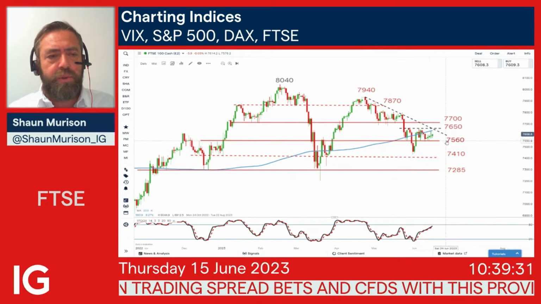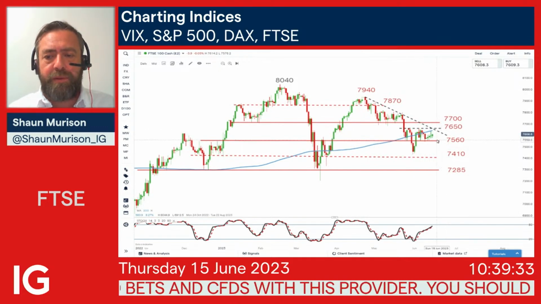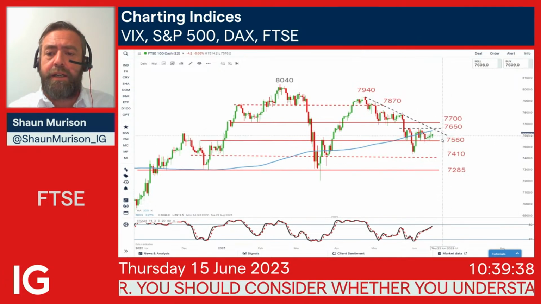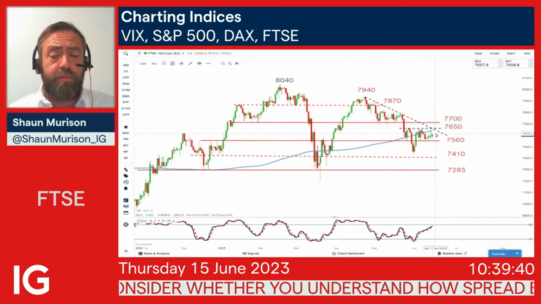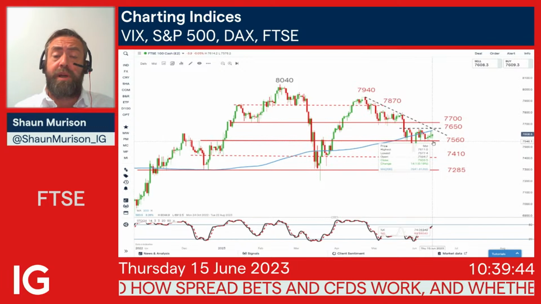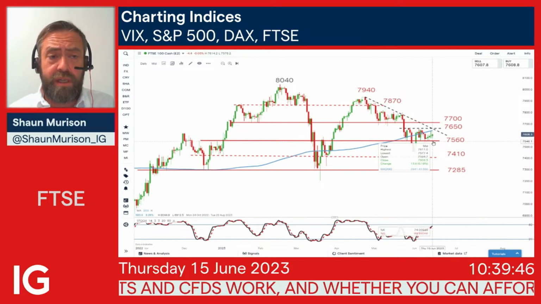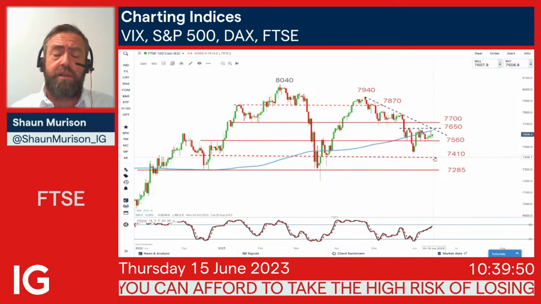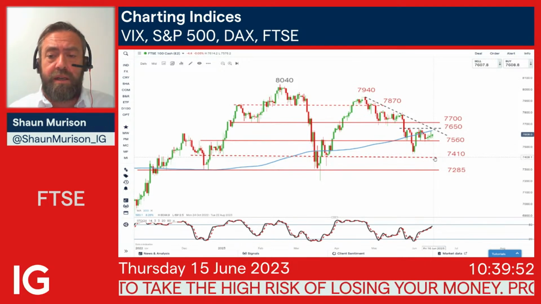So, the short-term range trading between those levels would be 7,560 towards 7,650. Alternative breaks of those levels: a move below 7,560 would be considered bearish. So consider some short-term downside for the FTSE. Then we start looking towards our lower level of support, 7,410 as a possible downside target.